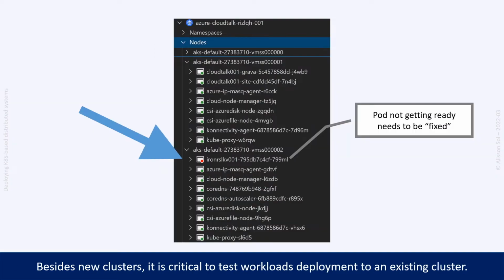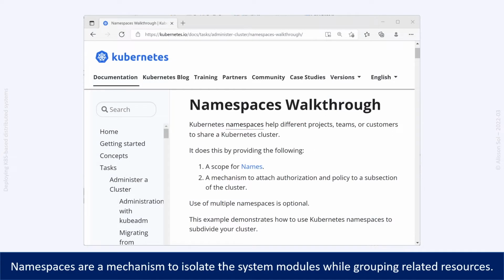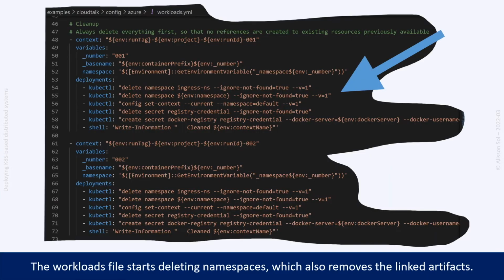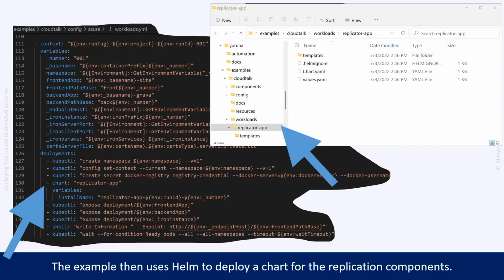Besides new clusters, it is critical to test workloads deployment to an existing cluster. Namespaces are a mechanism to isolate the system modules while grouping related resources. The workloads file starts deleting namespaces, which also removes the linked artifacts. The example then uses Helm to deploy a chart for the replication components.